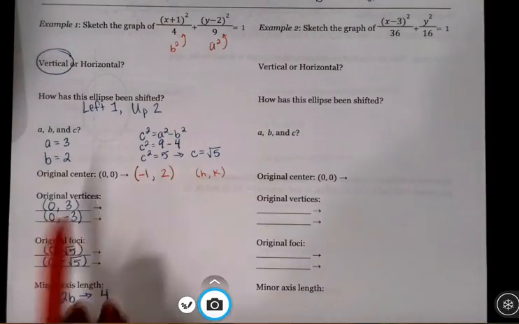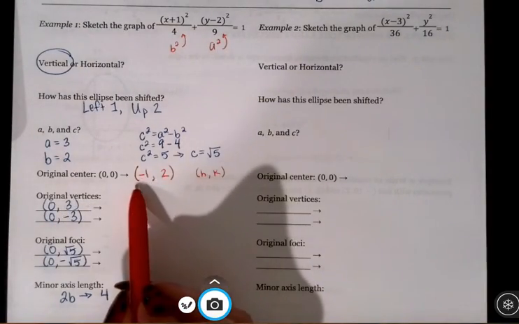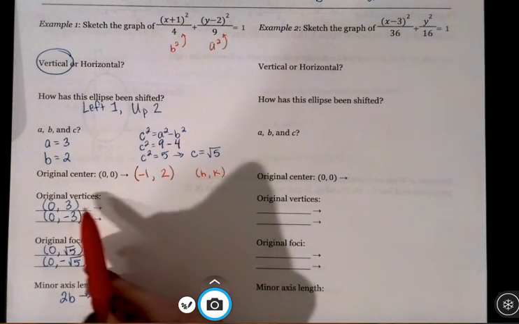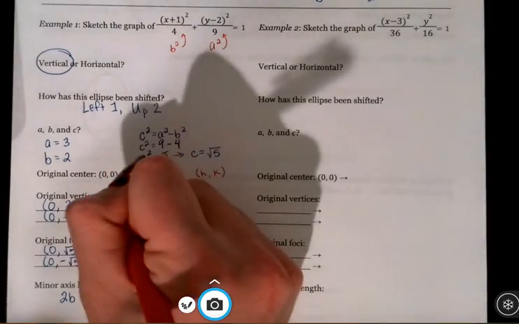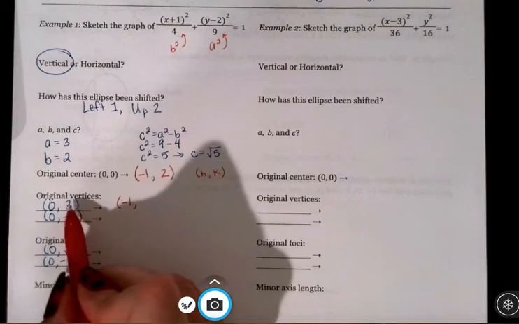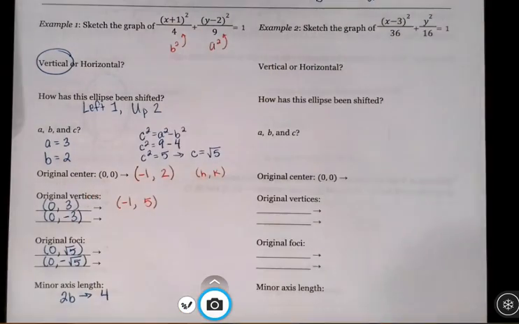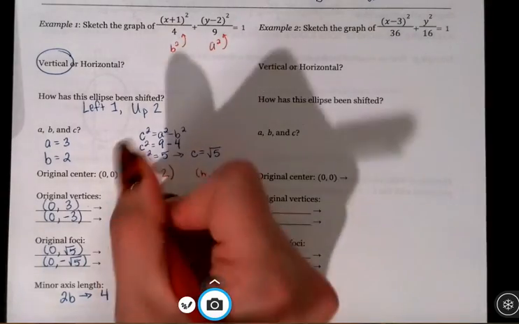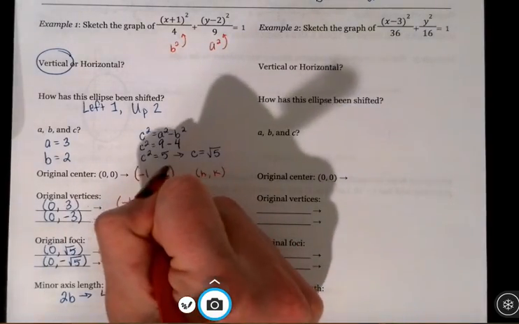So for our vertices, what we're going to do is take our original vertices and add this point to them. So I add my x's, get my new x value. I add my y's, get my new y value. So 0 plus -1 is -1, and then positive 3 plus positive 2 is a positive 5. So that's one of my new vertices in my shifted ellipse. I do the same thing. 0 plus -1 is -1. -3 plus 2 is -1.